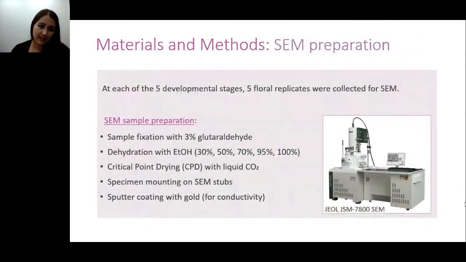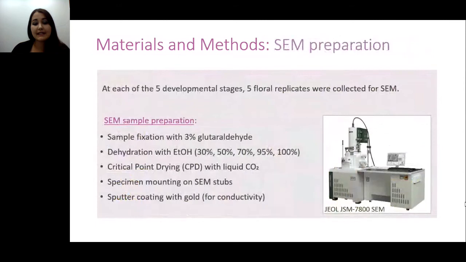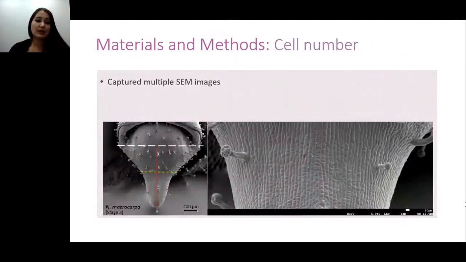For each of those 5 stages, we collected 5 floral replicates for SEM, and we did the standard SEM sample preparation protocol, which included sample fixation in 3% glutaraldehyde, sample dehydration in ethanol, critical point drying, and then we mounted the SEM samples on SEM specimen stubs and coated them with gold for conductivity. The samples were then ready to be loaded into the SEM to capture SEM images. The SEM images were captured as follows. We captured multiple close-up SEM images over the spur length, and then also images over spur width.